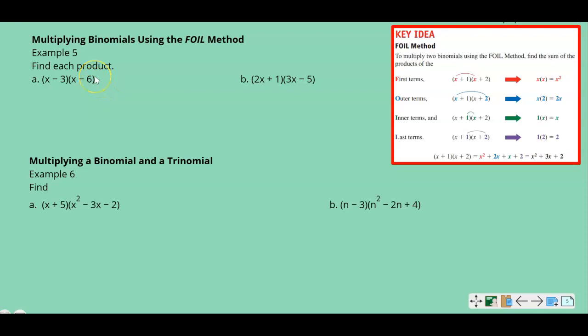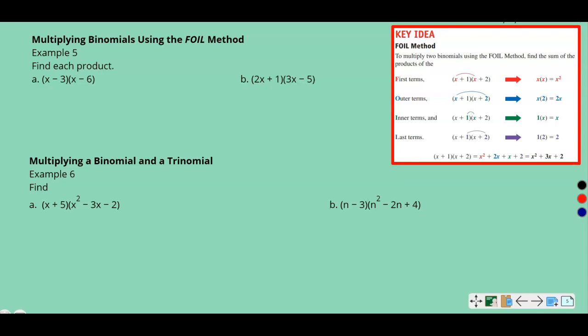All right, example 5, we're going to be multiplying binomials using the FOIL method. This is kind of a trick, I guess, just to help you remember first terms, outer terms, inner terms, last terms, so FOIL. And it just gives you a way to remember how to multiply two binomials together. So let's go ahead and try it on part 1.